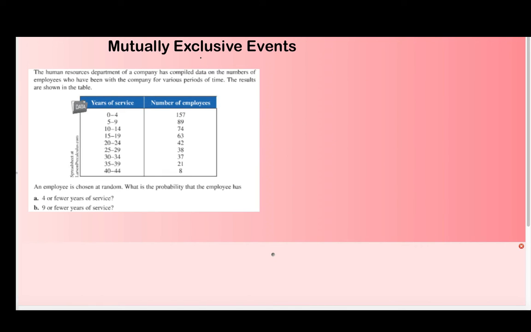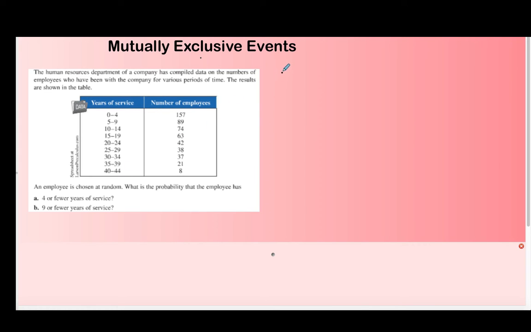Okay, slightly different kind of problem. This one I liked. I drew from the book because I liked it. You'll find it in the book if you look. We have data on a human resources department of a company. Numbers of employees have been with a company for various periods of time, and the results are summarized here in this table. We're going to select an employee at random, and what's the probability that that employee has 4 or fewer years of service?